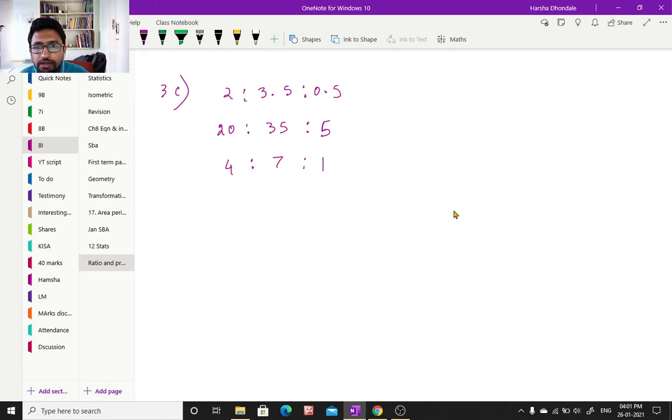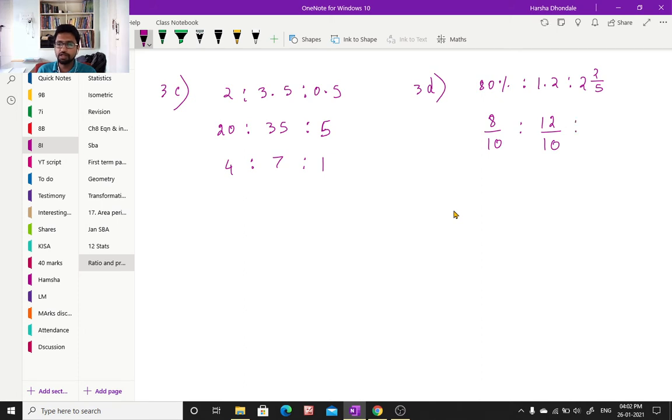And then 3D. 3D is 80% is to 1.2 is to 2 by 5. Okay, here I'll first convert this 80% to a fraction. I get 80 by 100. And what is 80 by 100? 80 by 100 is nothing but 8 by 10. So I will directly write 8 by 10 is to 1.2, which can be written as 12 divided by 10.